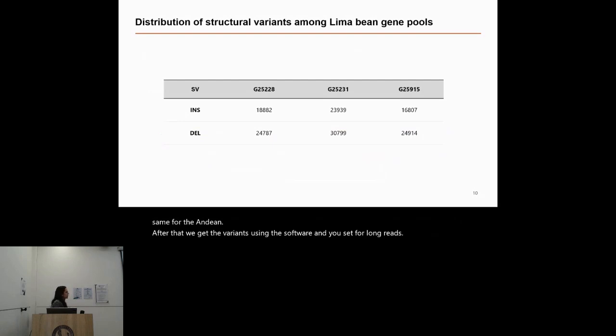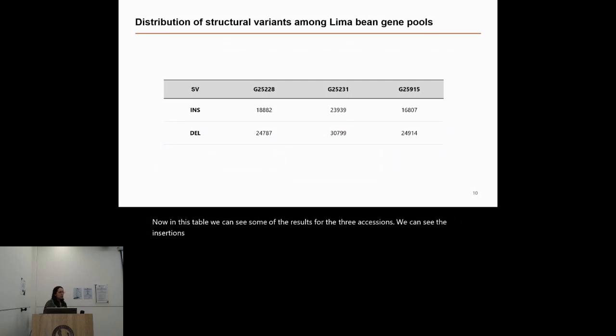Now, in this table, we can see some of the results for the 3 accessions. We can see the insertions and the deletions, and the comparisons show no bias between them, but the deletions are more frequent, though they still maintain a balance.